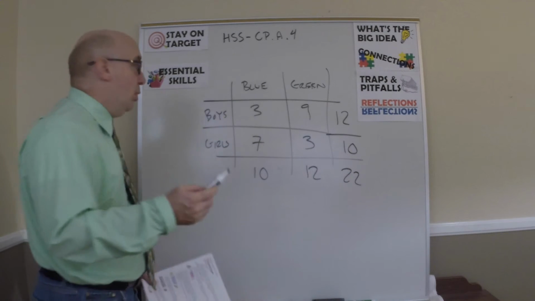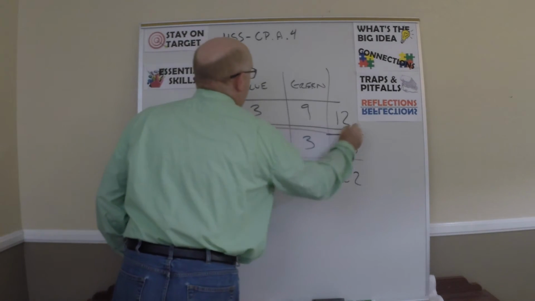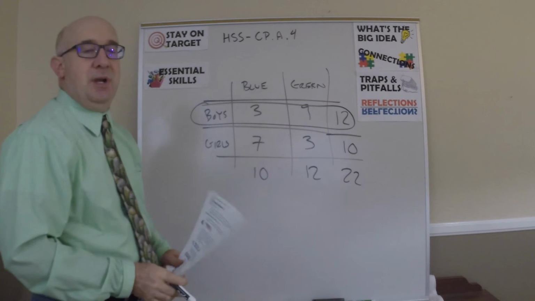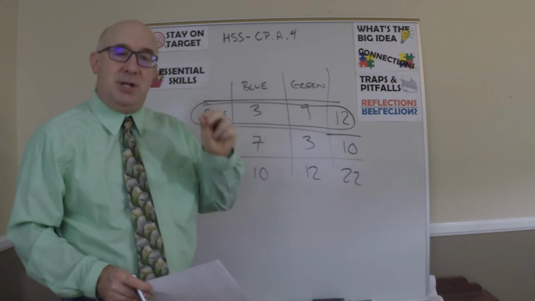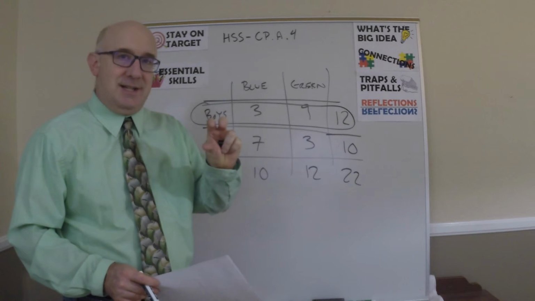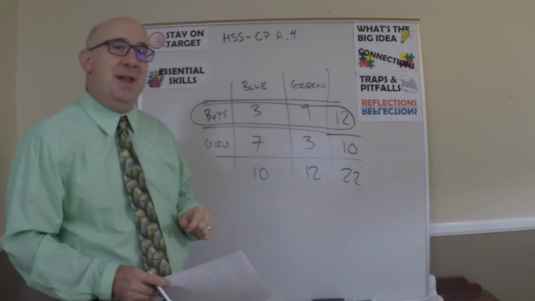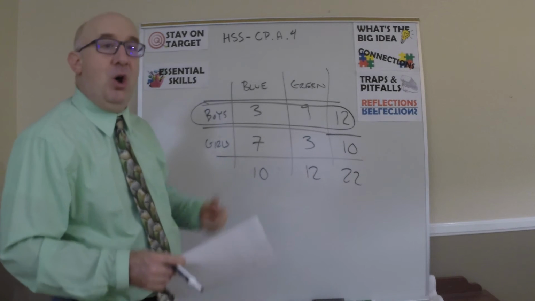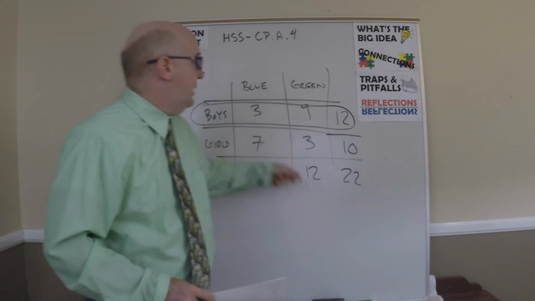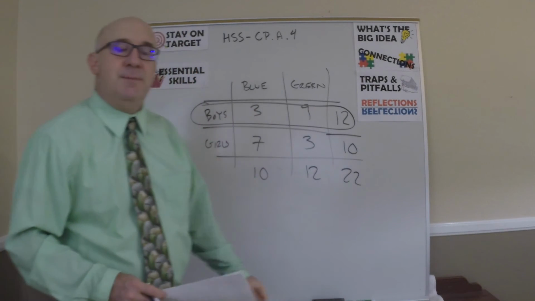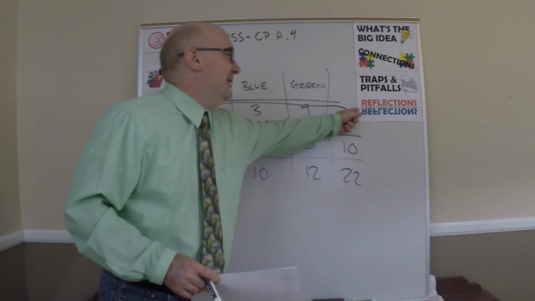Now, here we go. Given that it was a boy, what's the chances you picked blue? 3 out of 12. I love how the conditional probability isolates one row or one column. And it's very clear what's going on. Oh, I already knew it was a boy. It's not out of everything now. It's only out of 12. Chances of blue are 3 out of 12. I'm leading to the trap.